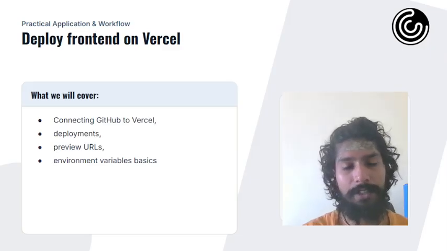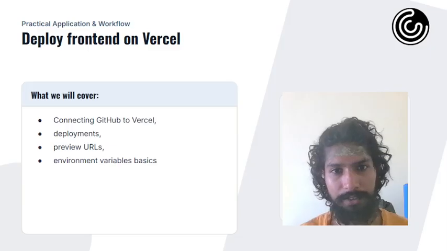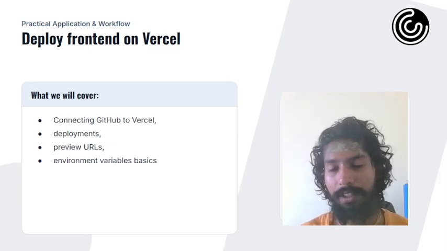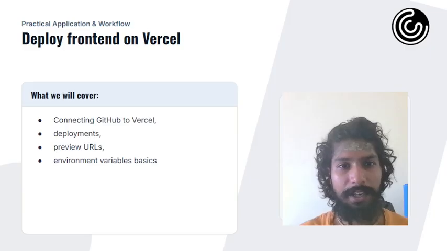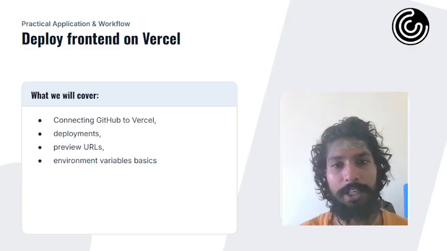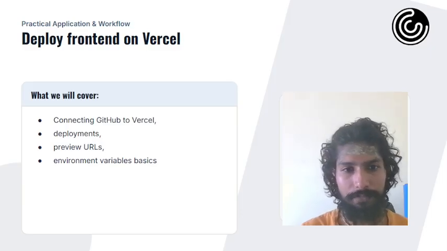So the flow is simple. We create a local project, push it to a GitHub repository, deploy it using Vercel, then our live website is ready. And after the first setup, the workflow becomes even simpler. Make change, commit, push, Vercel redeploys automatically. This is why modern deployment feels powerful.